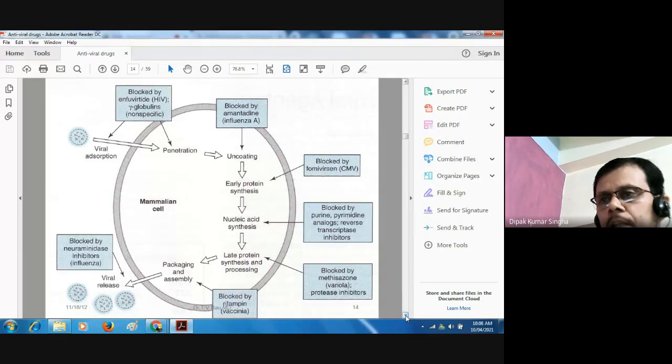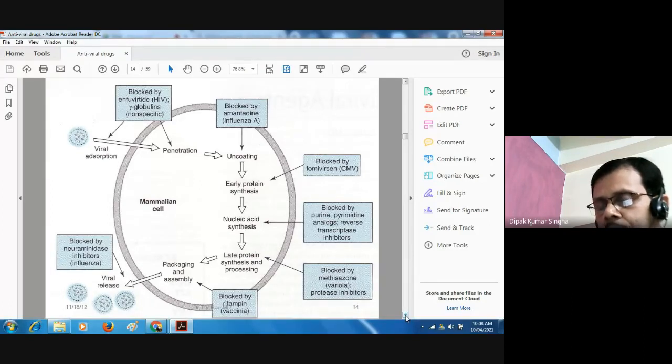The first one is blocked by immunoglobulin, which is non-specific, and then blocked by amantadine in influenza A, blocked by foscarnet in cytomegalovirus, and blocked by purine and pyrimidine analogs, because purine and pyrimidine are the basic nucleic material synthesized by the virus, that will be blocked by the purine pyrimidine analogs or the reverse transcriptase inhibitors.